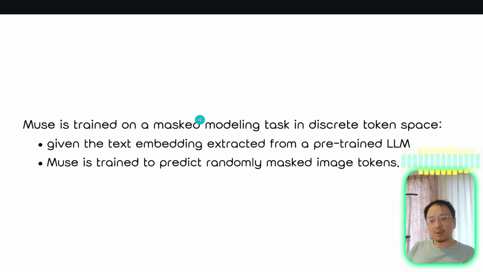The diffusion model is training on a denoise task. This one is training on a masked modeling task. Although you may feel that mask is kind of a noise, when we talk about diffusion model, we usually talk about the Gaussian noise. So this kind of noise is very different.